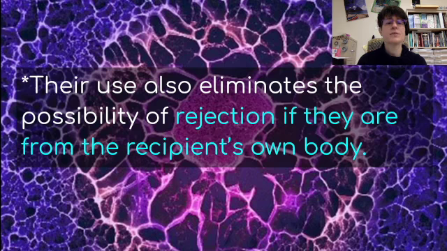Their use also eliminates the possibility of rejection if they are from the recipient's own body. Even with stem cells, much like organ donation, there is that risk of rejection of these cells because the body would realize that it's not a part of it. And so the individual would have to be on immune suppressing drugs so that their body would not reject these cells.